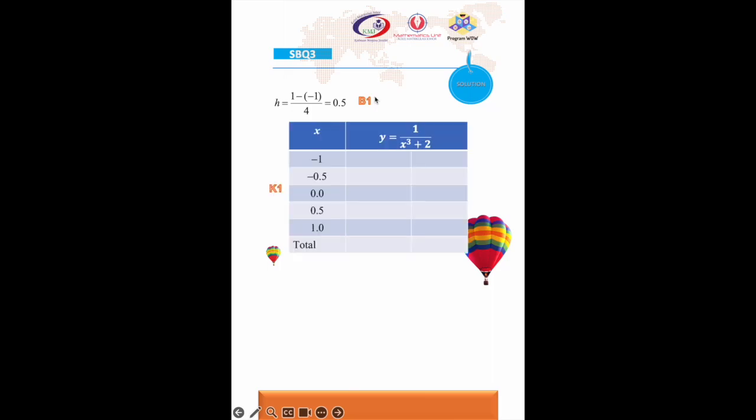Okay, so the first part is finding h. So h is the biggest limit minus the smallest limit, or the bound. Okay, (b minus a) over the number of subintervals. So you're gonna get 0.5. Okay, that's gonna give you B1.